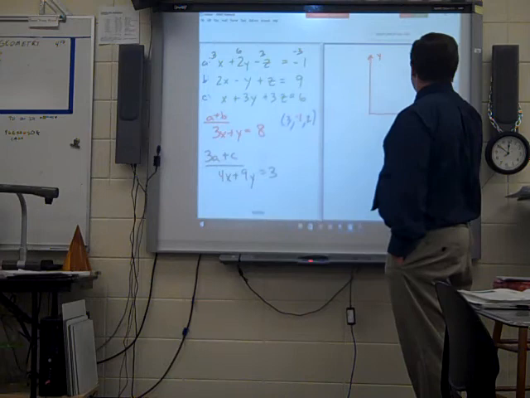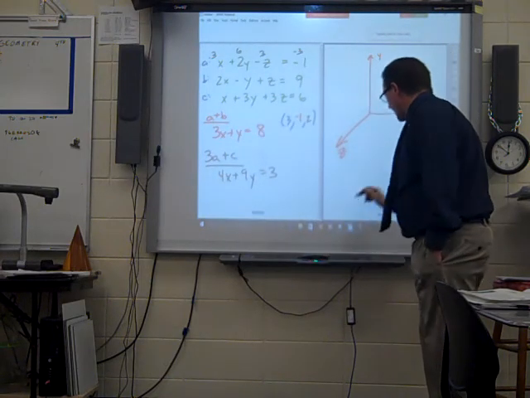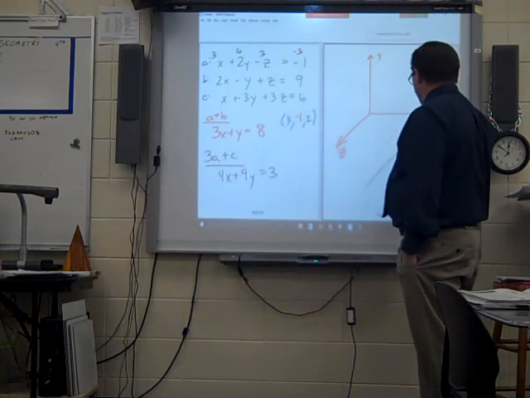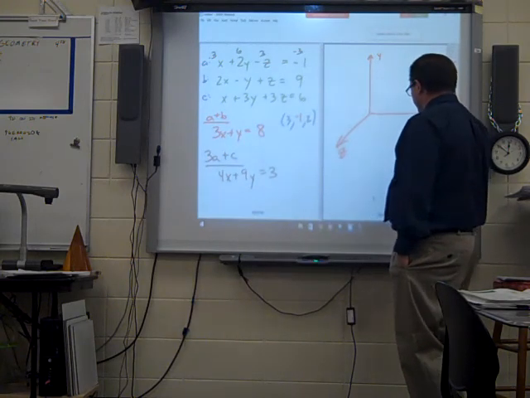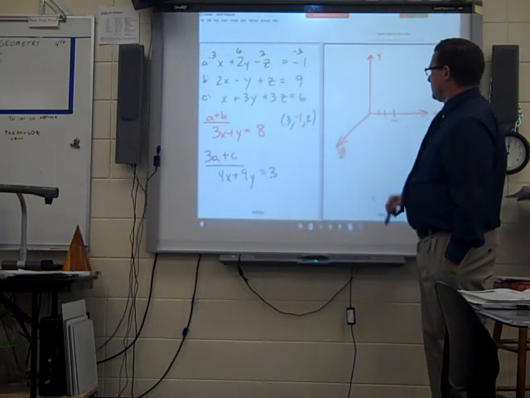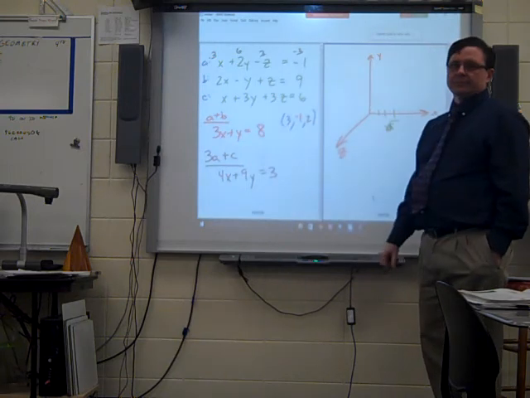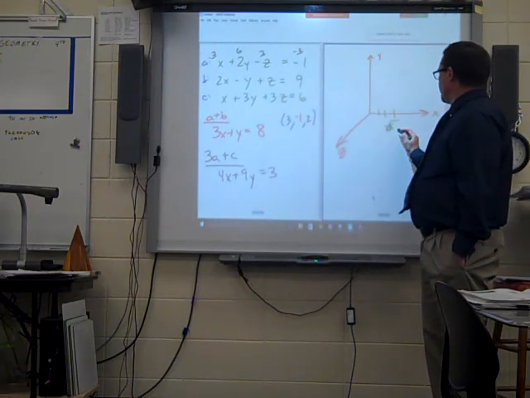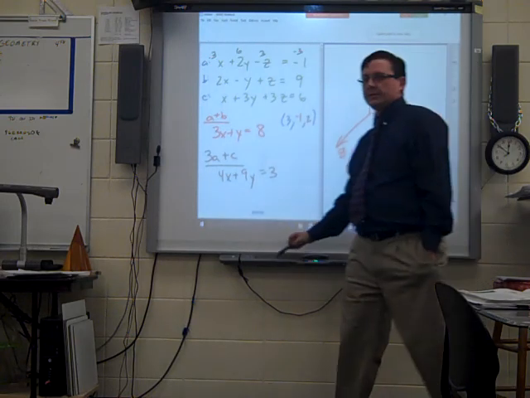Y, X, Z. Let's be clear, some colleges, I've seen it this way too. X, Y, and they put Z up, okay? Not the way I do it, doesn't matter. 3, uno, dos, tres, negative 1, down, 2 out. Not a real good representation of the point, but it's really hard to graph a three-dimensional point in a 2D space.